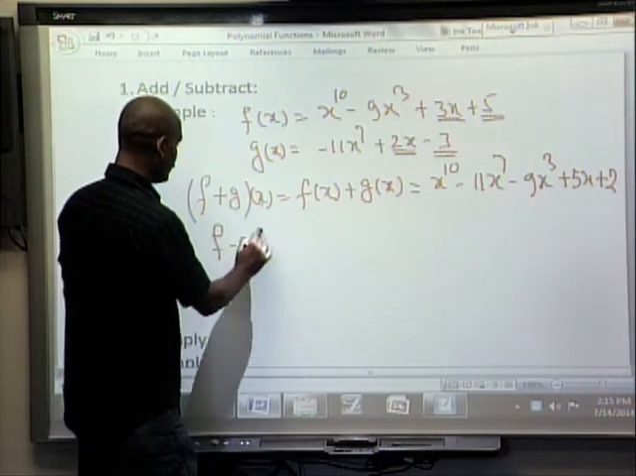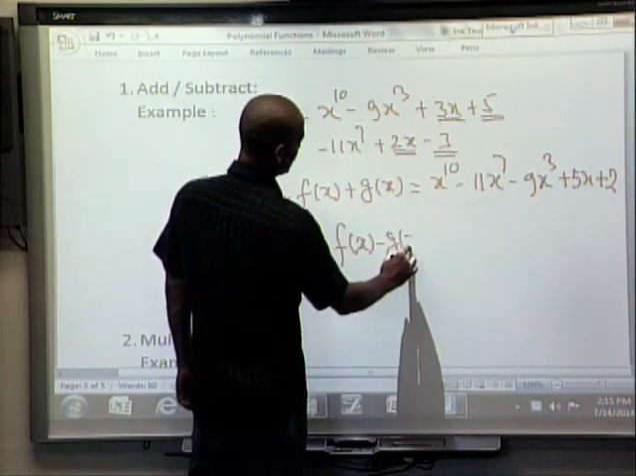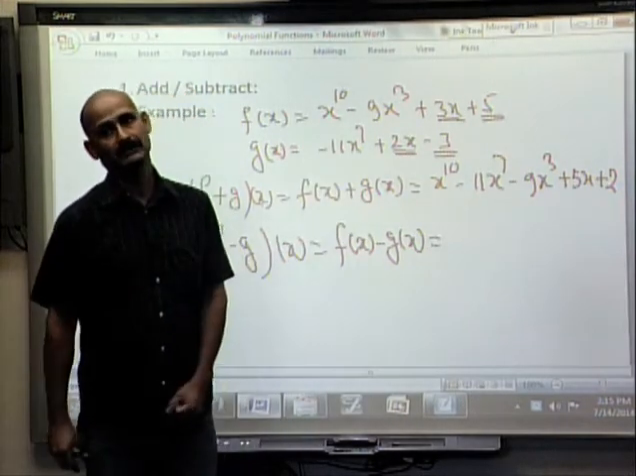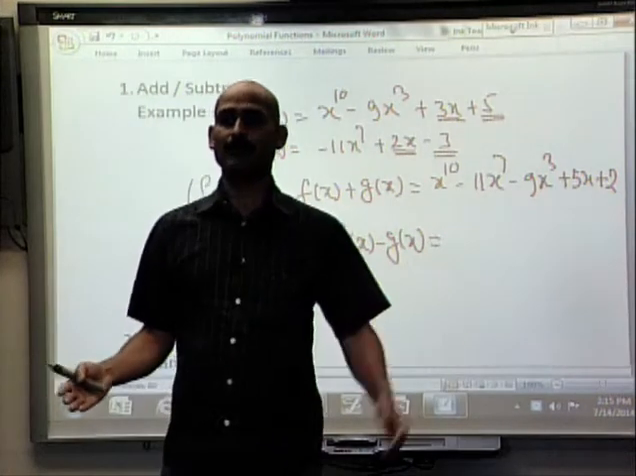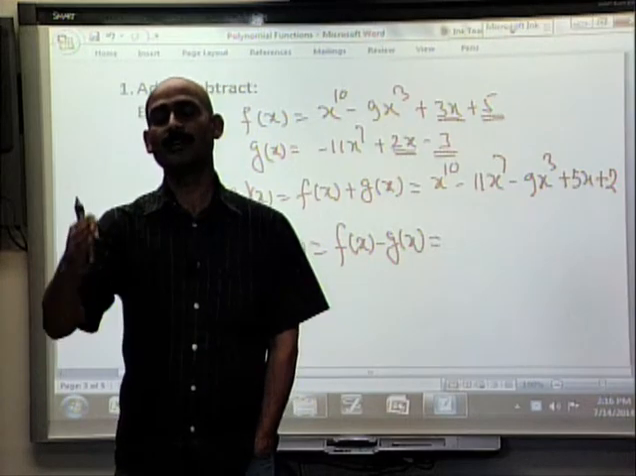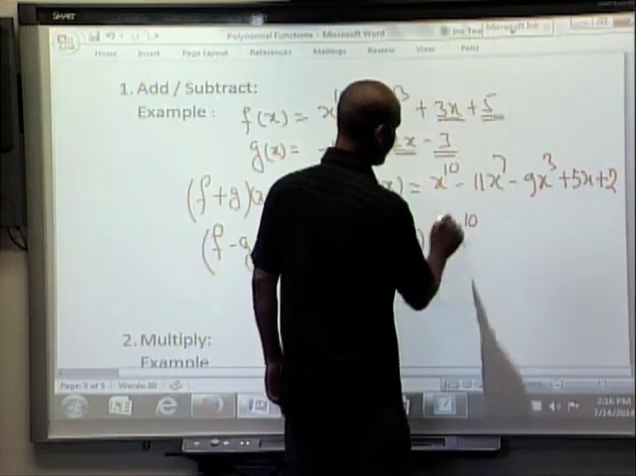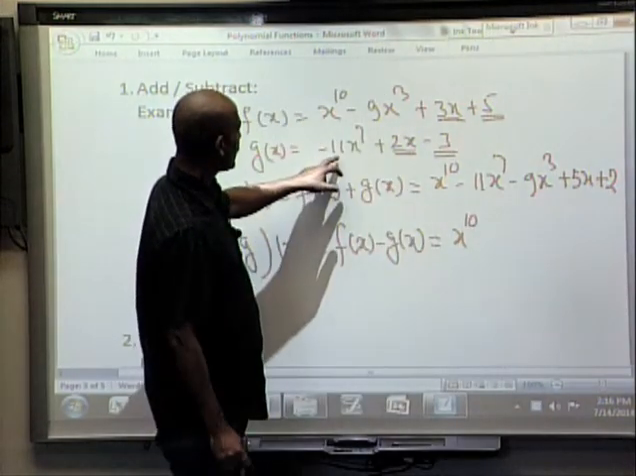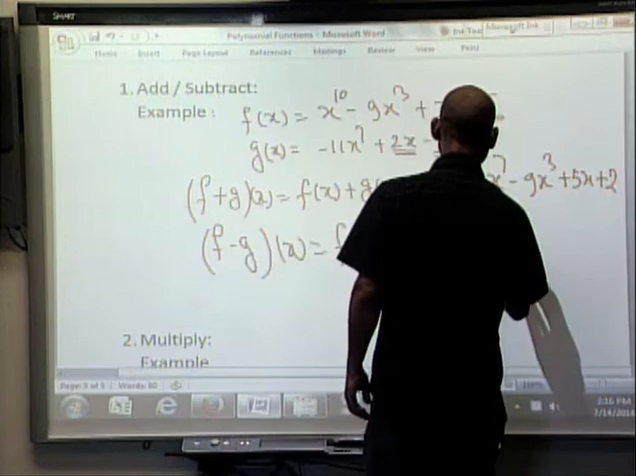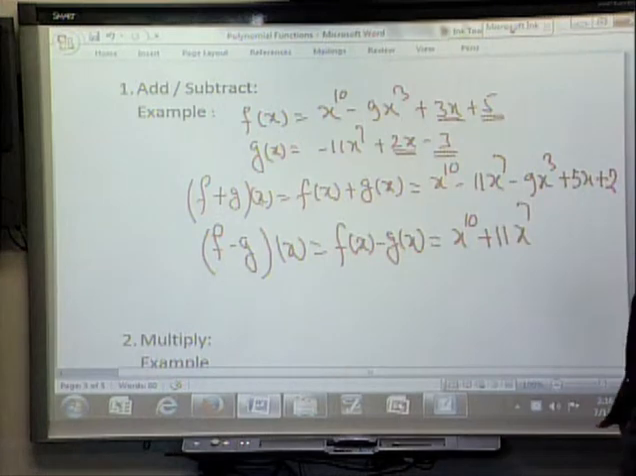Well, I can do f minus g of x, that means f of x minus g of x. So, this is basically subtracting g of x from f of x. When you subtract g of x from f of x, the sign of each term in g of x should be changed. This x to the 10 is coming from f of x, no change in the sign. This 11x to the 7 is coming from g of x, so I will make the change of the sign. So, I will write positive 11x to the 7, subtraction will result in sign change.